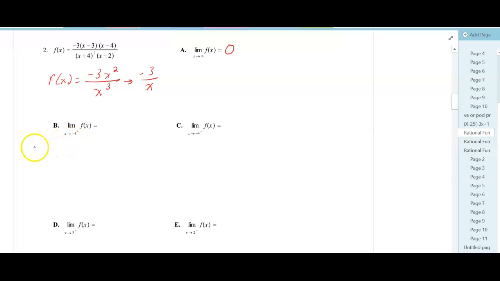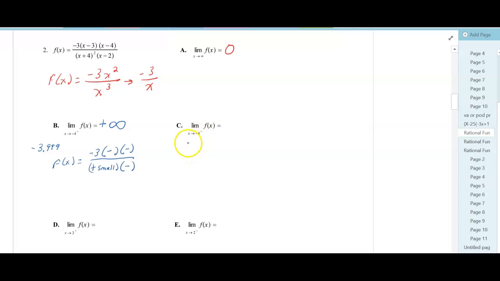approach negative 4 from the right, so you're thinking about negative 3.999. So what happens with f of x? You have negative 3 times a negative, divided by a small positive number, and when you square it, it's still a small positive, and then another negative. So we have 1, 2, 3, 4 negatives, so that's going to go to positive infinity, because when you divide by a small number, it goes to infinity.